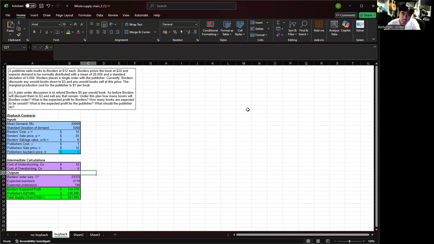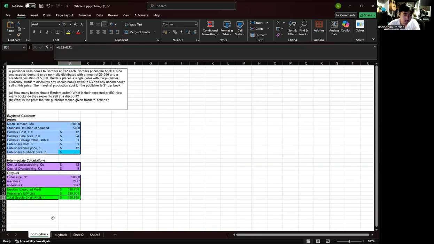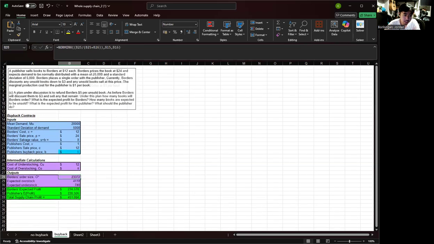Moving on to the second part, this now involves the buyback price. This changes the dynamics slightly. It manipulates the salvage value and subsequently the outputs. Just using the same formula as earlier, we notice now that the order size has gone up from originally 20,900. So there's more to order now.